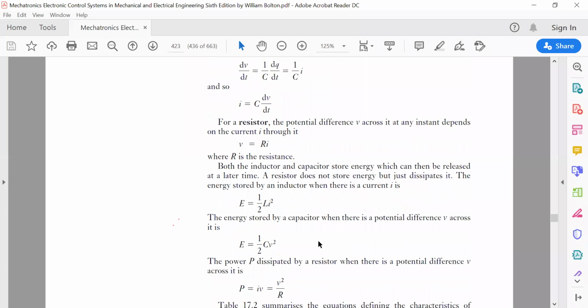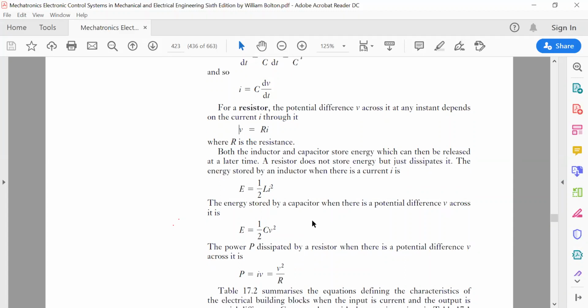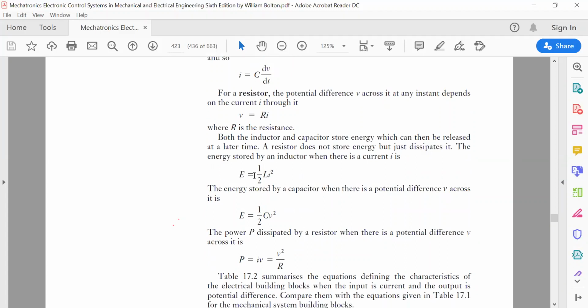Now, as I told you in the linear mass system, which was the mechanical system, the spring stores energy, the mass stores energy, but the dashpot is not able to store energy. The same thing is over here. Your capacitor will store energy, your inductor will store energy, but your resistance will not be able to store energy. The formula for the energy stored in an inductor is E is equal to 1 by 2 L i square. You must be remembering this energy equation from your previous classes, and E is equal to half C V square is the energy stored in a capacitor.